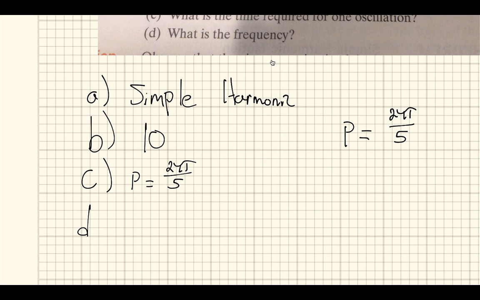And then D, what is the frequency? That's just the reciprocal of the period. So how many times will this complete itself in 1 second? That is going to be 5 over 2 pi. All right, that's it.